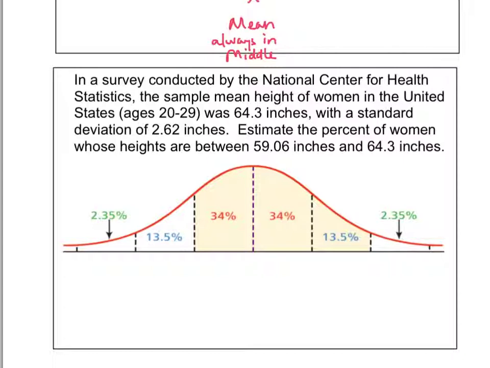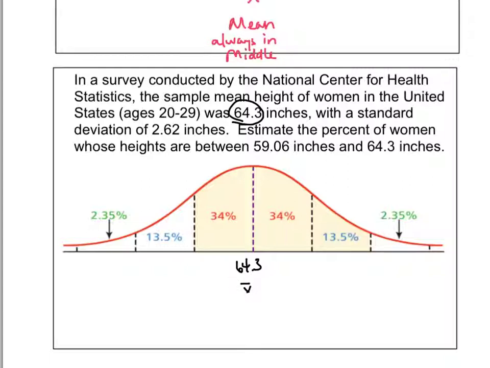Okay, so as you're looking at this, you see the bell curve down there. The first thing you want to do is put the mean in the middle. So I'm going to put the average in the middle, and the average or the mean is 64.3. That's right here. Okay, 64.3. That is the mean.